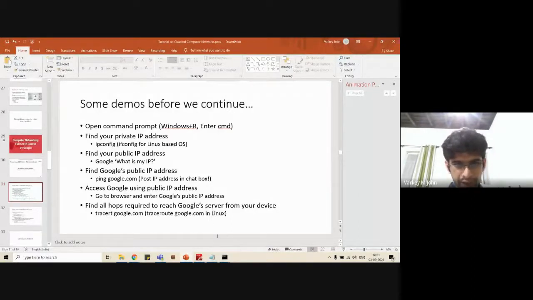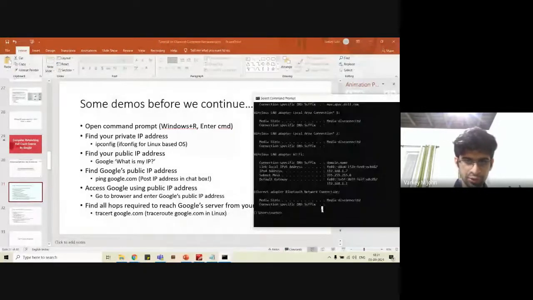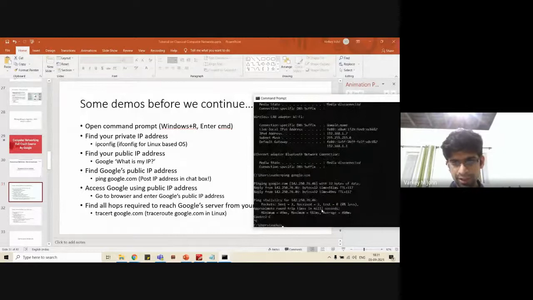We can try to find Google's public IP address. I hope you all do it. We can just write ping google.com. The ping is basically just checking if the remote host is available or not. That's one use of ping. When I did ping google.com, I got the public IP address as 142.250.76.46. Can you guys do it and then just post it in the chat box so that we know what IP addresses we're getting.